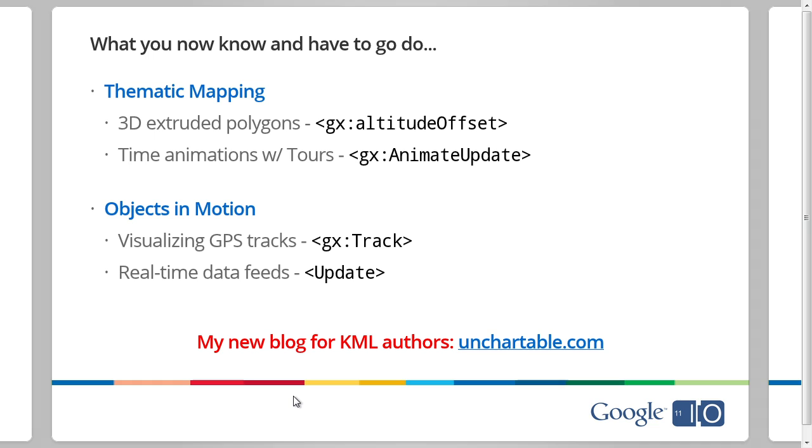So anyway, in summary, here's what we talked about. A little bit about thematic mapping and using these 3D extruded polygons with the altitude offset tag, which makes it a lot easier to author the content, and also allows us to make these time animations using Google Earth Tours using the animated update tag. And then I just finished the section on objects in motion, looking at GX track as a feature to look at GPS data, and then how to use the update tag with a network link control to basically push new data into that track.